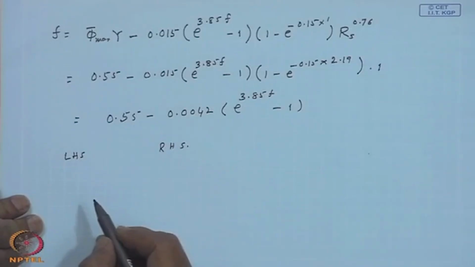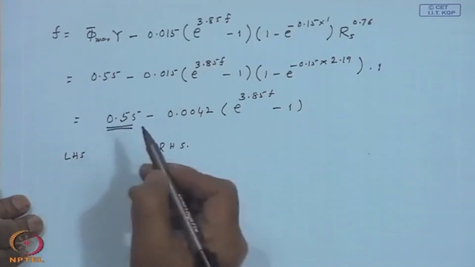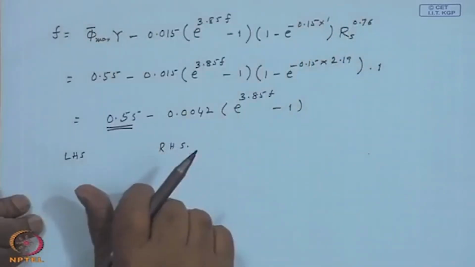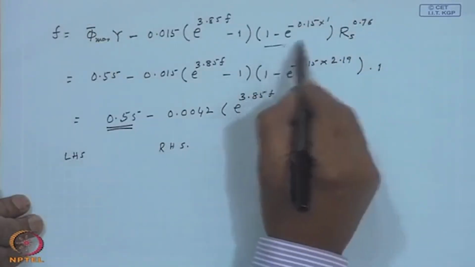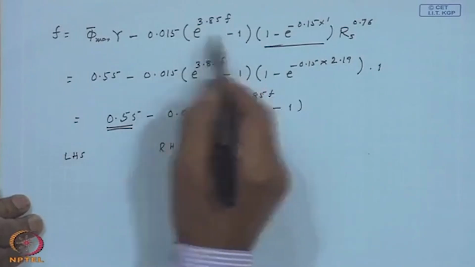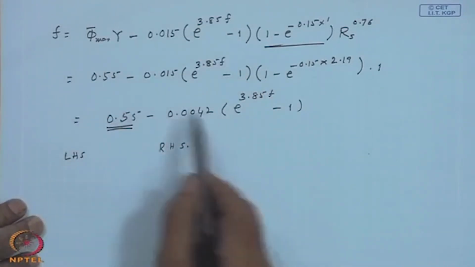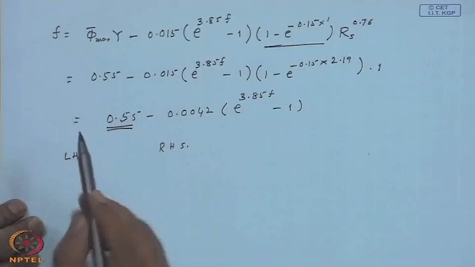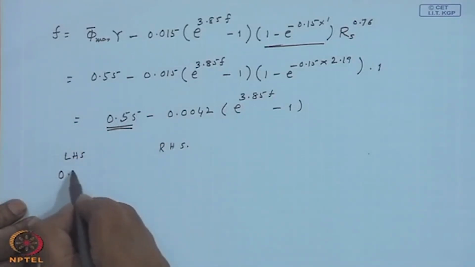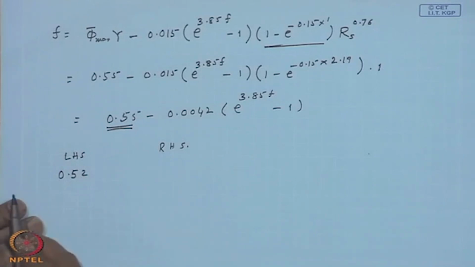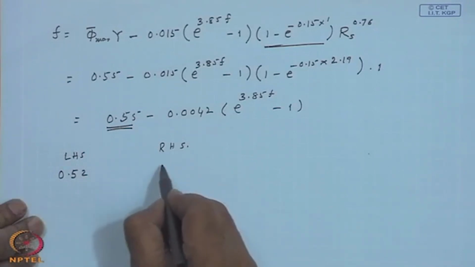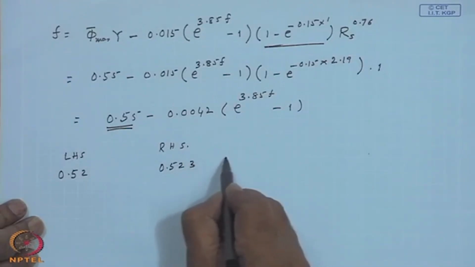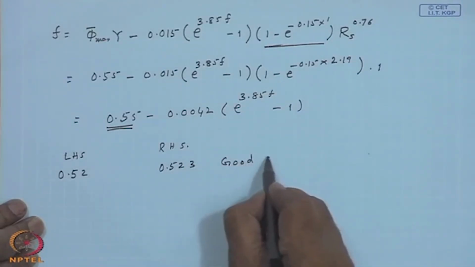Okay. So, I know phi bar max y is about the maximum solar load fraction, if you forget all this losses part. This is basically a loss, and this implicit relation indirectly expresses f again in terms of f. So, this f I know should be less than 0.55. I assume it to be 0.52. RHS will come out to be 0.523. Oh, good. Good agreement.